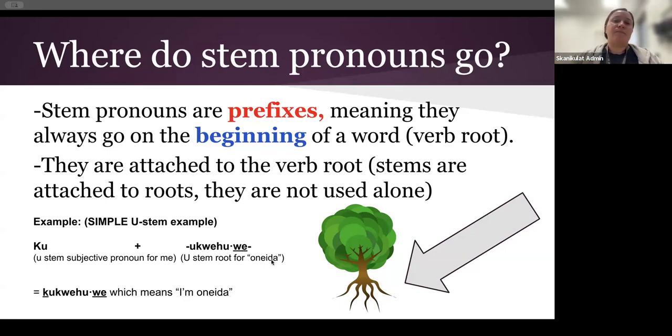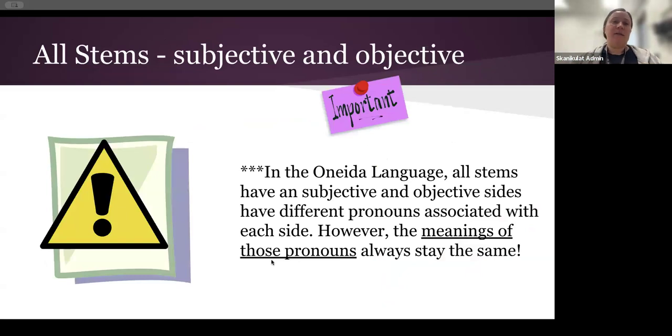And so let's move on here. Just to recap, all stems have subjective and objective sides. If you've learned these changes and been following along in the recordings, previous videos taught you the A, C, O, and the U stems. Later videos will teach you the fake E, the I, and the caret stems because there's 8 total.